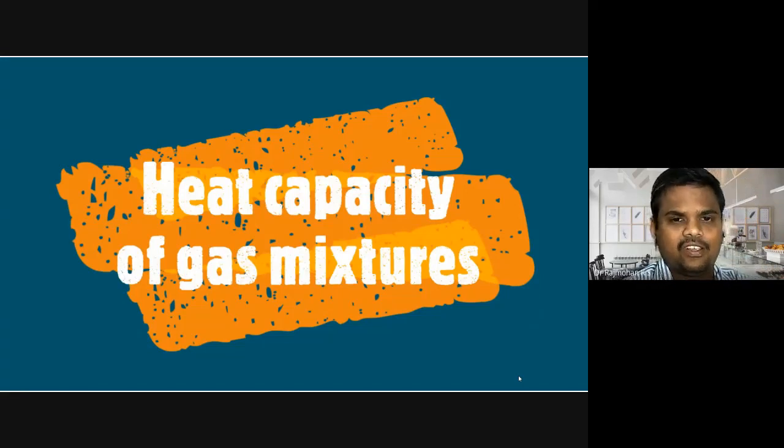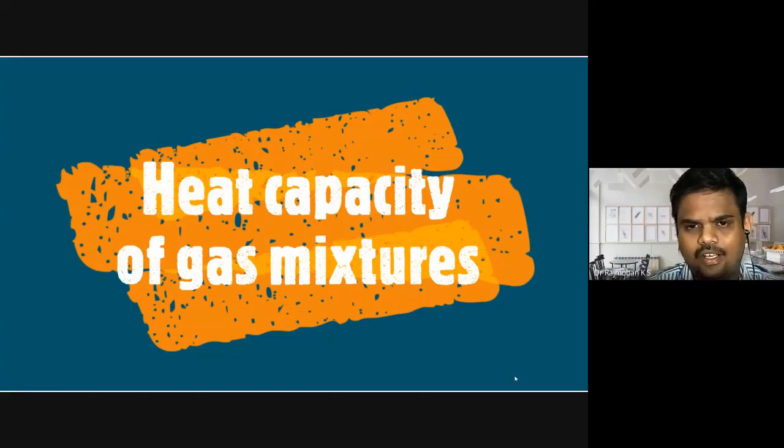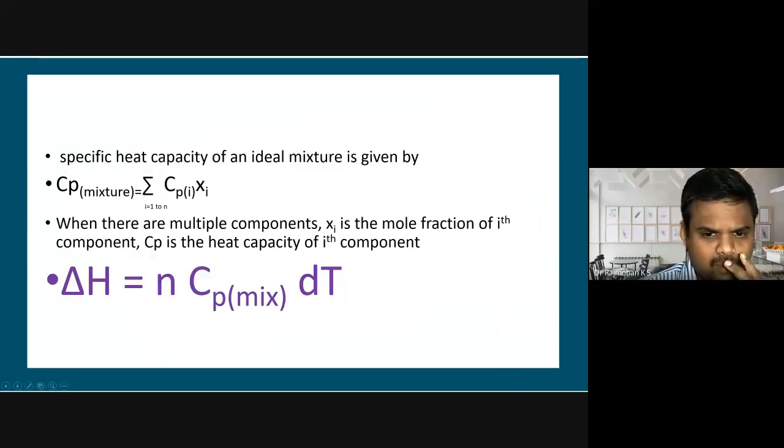If you have a gas mixture, how to determine the heat capacity? How will we determine the heat capacity? If you know the composition of a gas mixture, and we can consider it to be an ideal gas mixture, we can find the Cp of the mixture by summing up the Cp of the individual components multiplied by the respective fractions. As I told in the previous lecture, if Cp is given in kilojoule per kilomole Kelvin, in that case your Xi is going to be mole fraction. If Cp is given in kilojoule per kg Kelvin, in that case your Xi can be mass fraction.